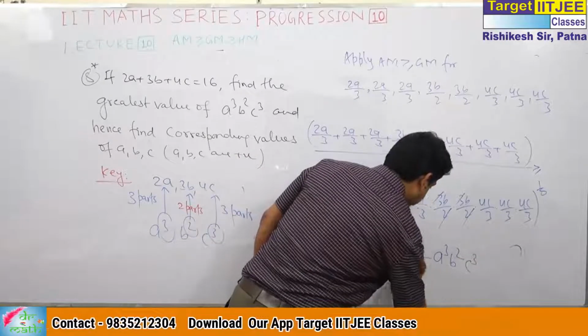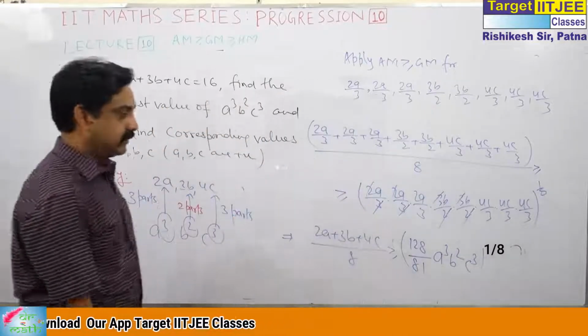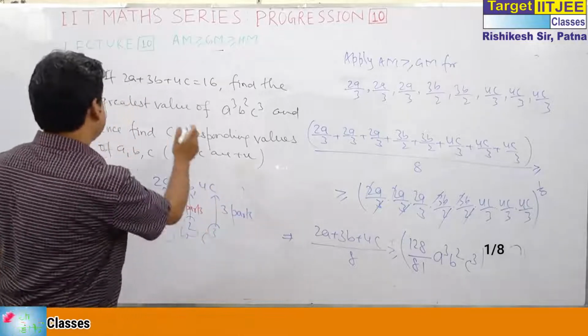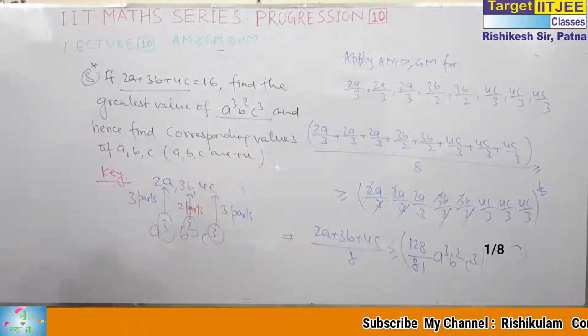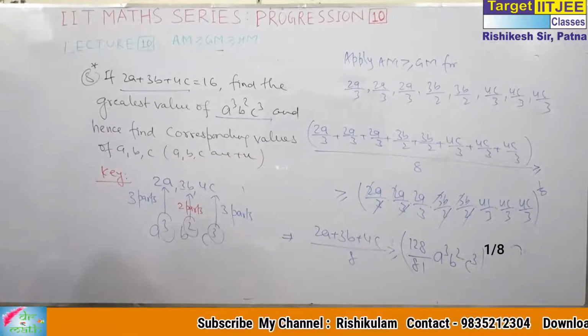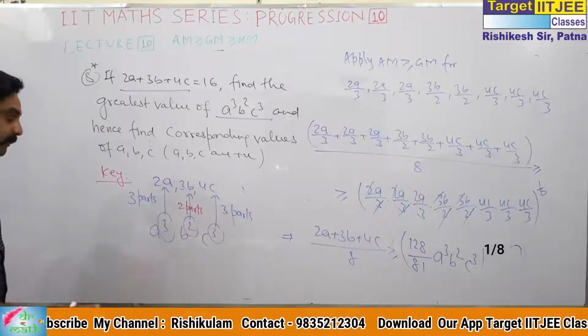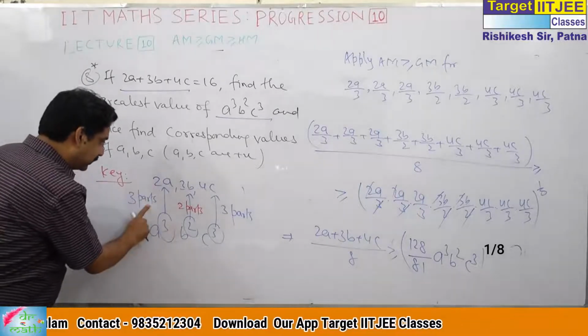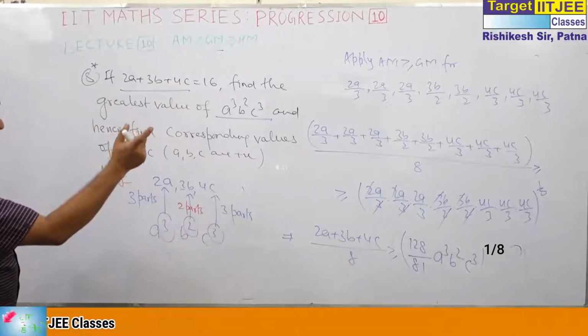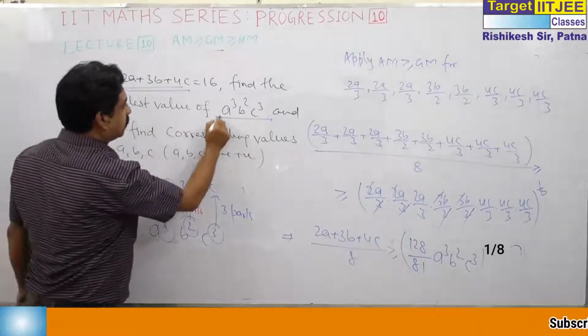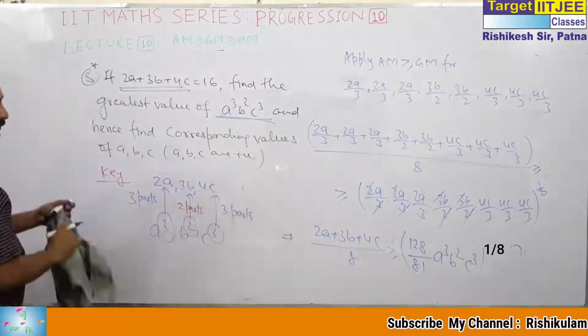Now you get it clear. Why? We get the sum as this and the product as this, with some numbers. That is the other point. This is the main point: when we have divided this in 3 parts, this in 2 parts, this in 3 parts, applying AM greater than GM, we get a sum as this and a product as this with some constant number.